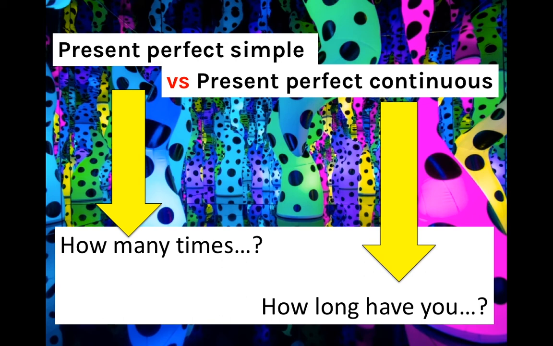So, we can say that one of the differences between the present perfect simple and the present perfect continuous is that, as I have explained before, we have 4 uses for the present perfect simple. One of those uses is that we use the present perfect simple to talk about repeated activities in the past. So we focus on the amount of times something has happened, but the present perfect continuous focuses on the duration of an action.